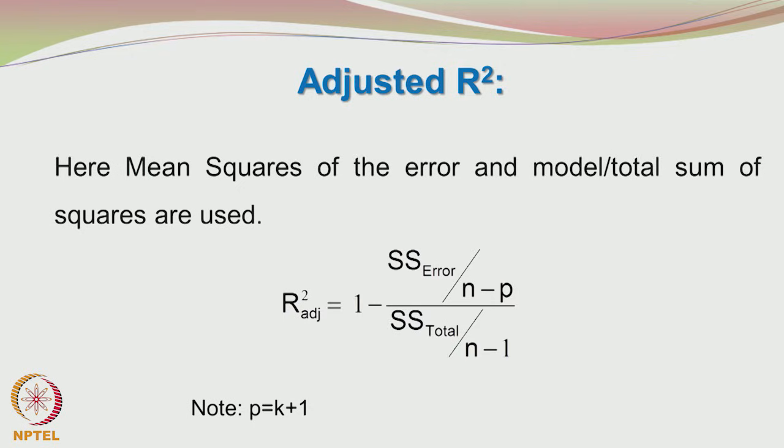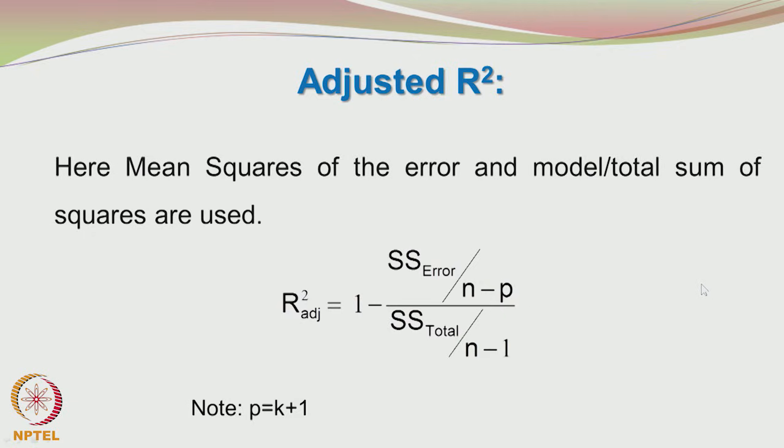So, essentially when the number of parameters increases, as I told you earlier, p is equal to k plus 1. So, when p increases, this term n minus p will decrease. So, the numerator term will start to increase. When the numerator term starts to increase, then the adjusted r squared value will start to decrease. So, this tells us that even though r squared value is increasing, the adjusted r squared value may decrease because of this n minus p effect.